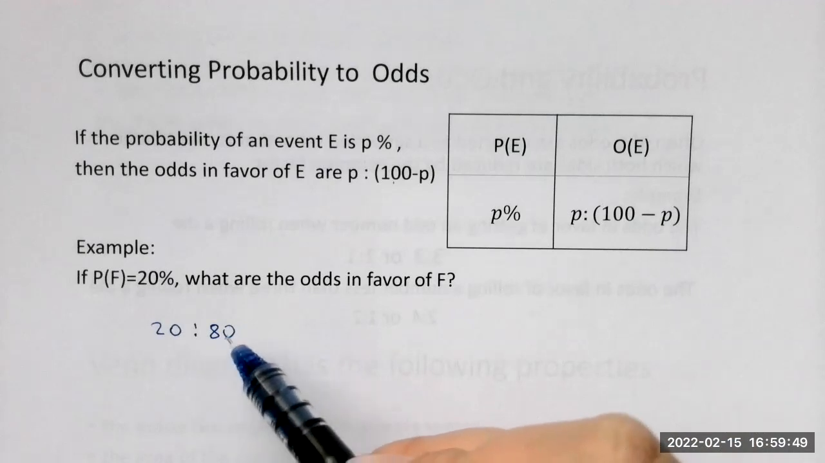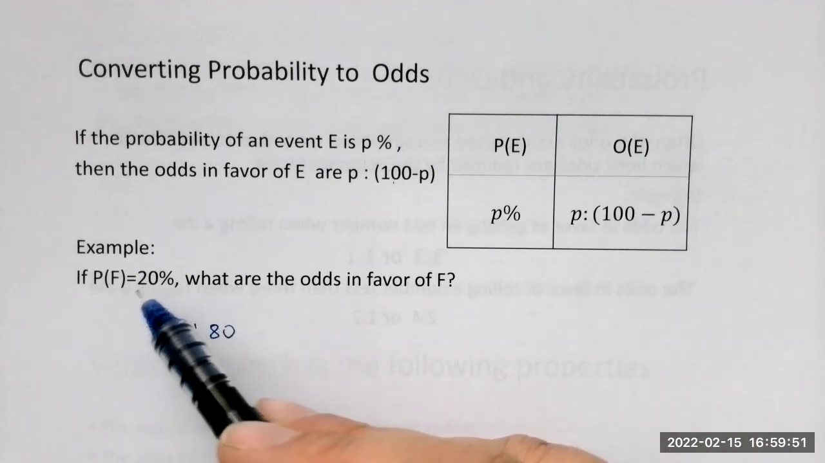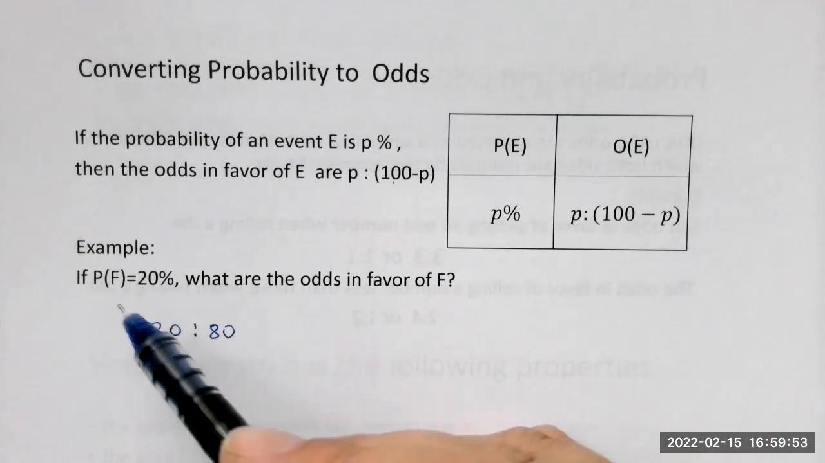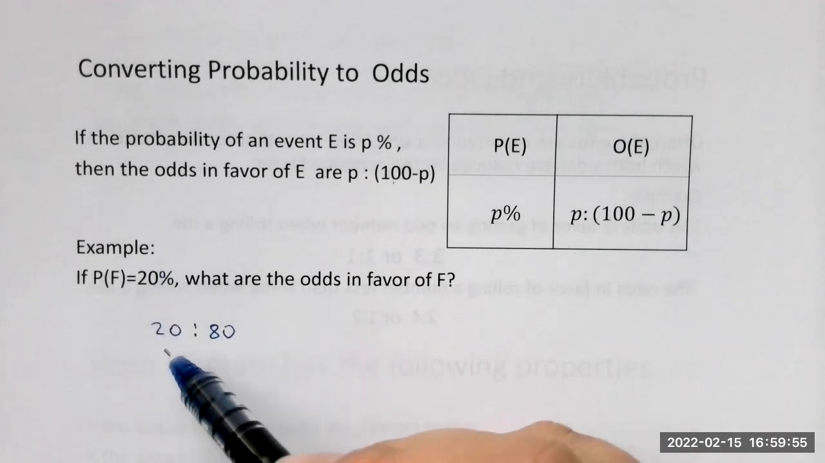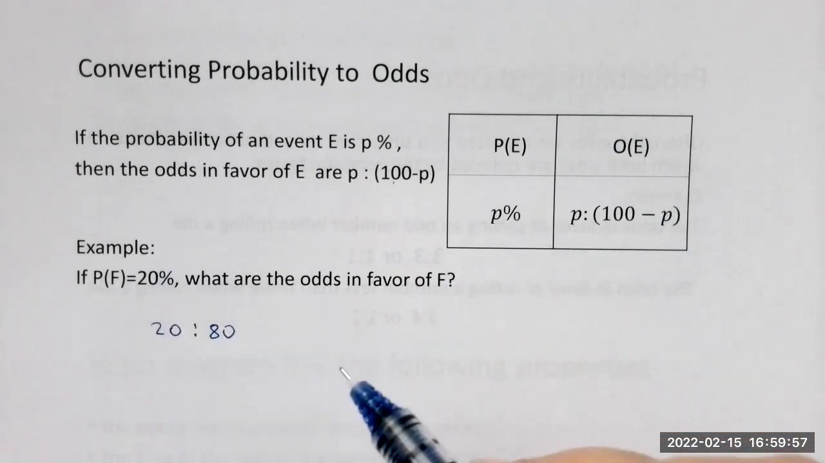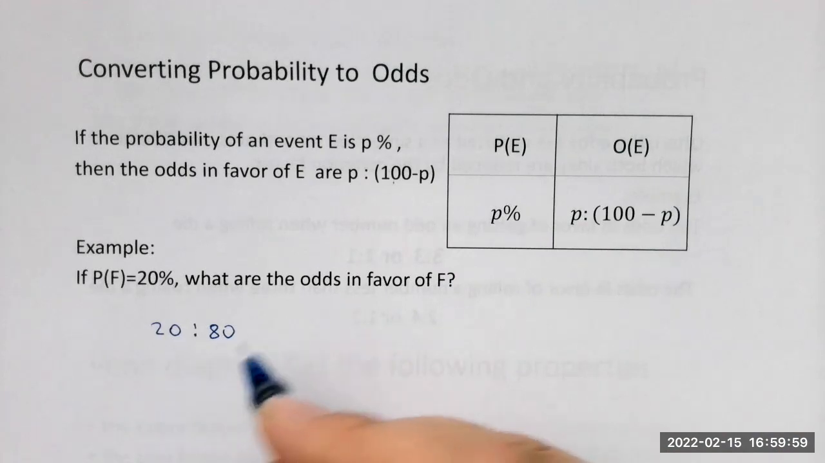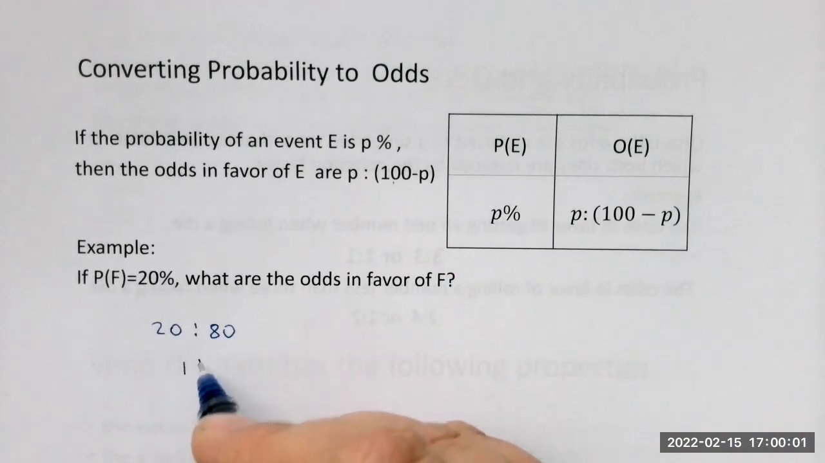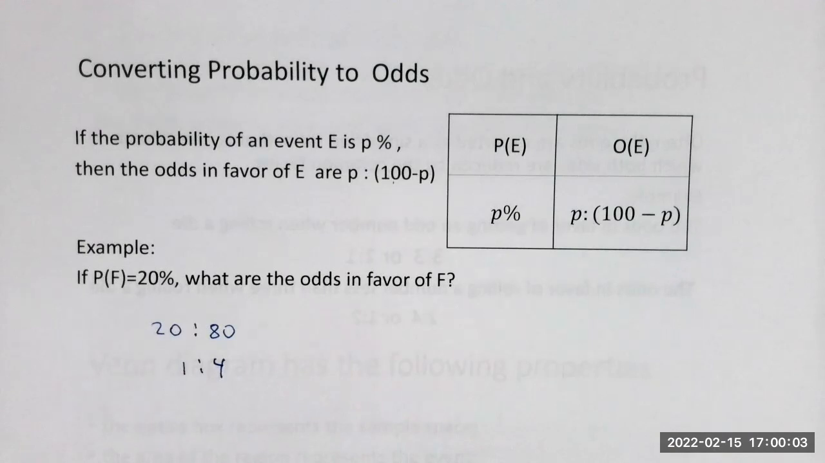So the odds in favor of event F would be 20 to 80. And when we reduce it by a factor of 20, we're going to get 1 to 4 chance of success.